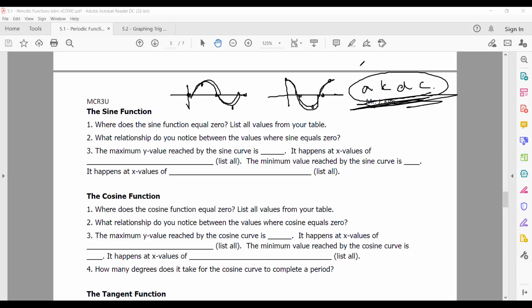With that said, I'm going to stop recording here. Please make sure you give it a shot. Don't wait until tomorrow. Please get comfortable with sine and cosine functions.